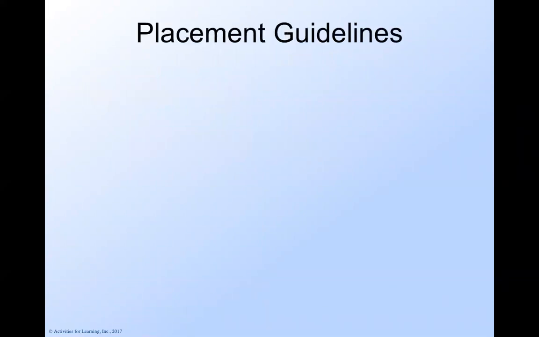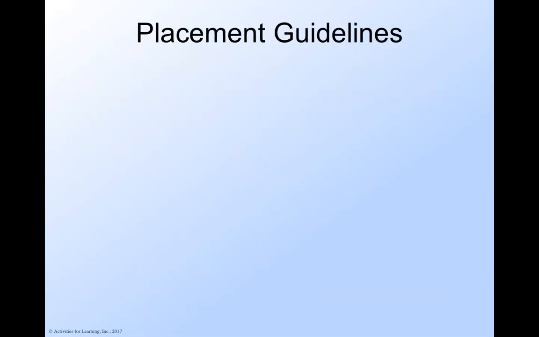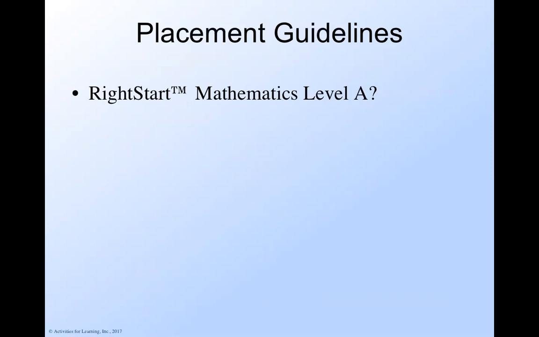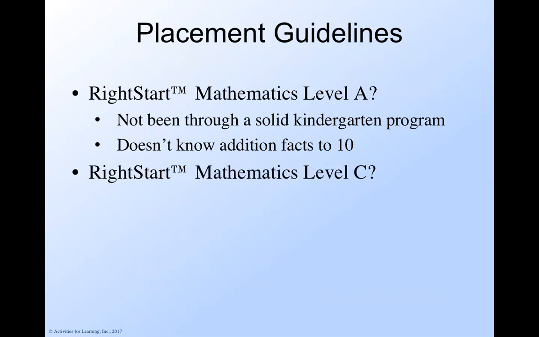Okay, placement guidelines. Who belongs in Level B? If your child's been through a solid kindergarten program and knows their addition facts to 10, Level B is the place for them. Okay, so what about Level A? Level A is for the students who haven't been through a solid kindergarten program, maybe a light introduction to addition, but still kind of working on that. They don't really know their facts to 10, and so they would go to Level A.